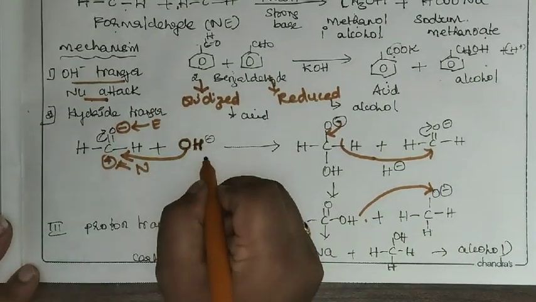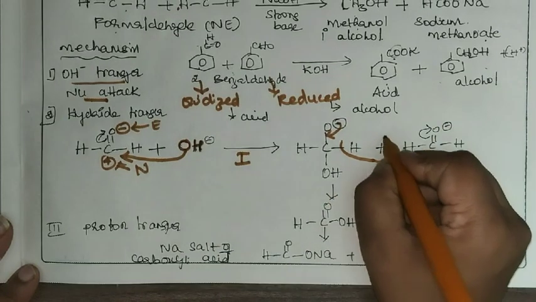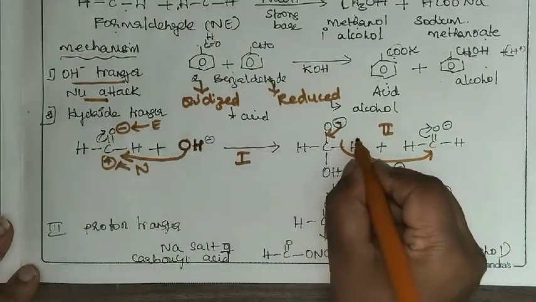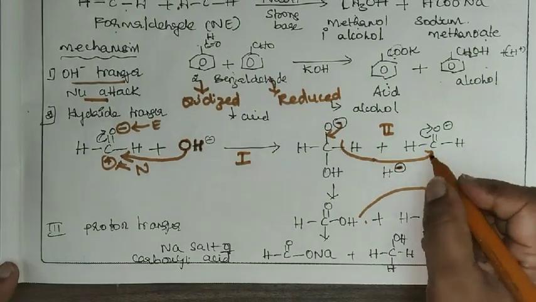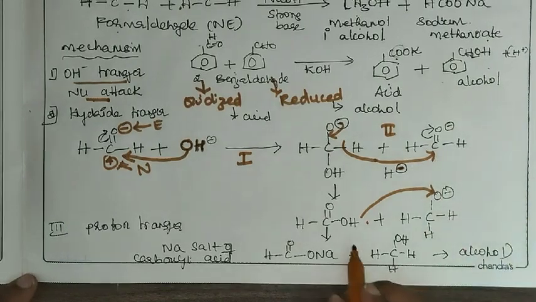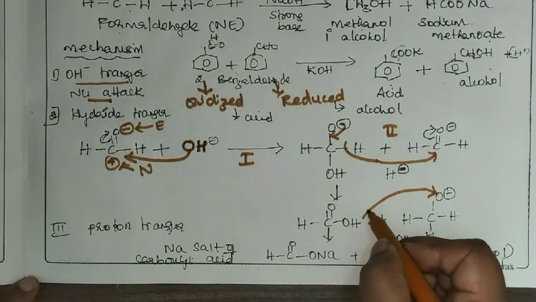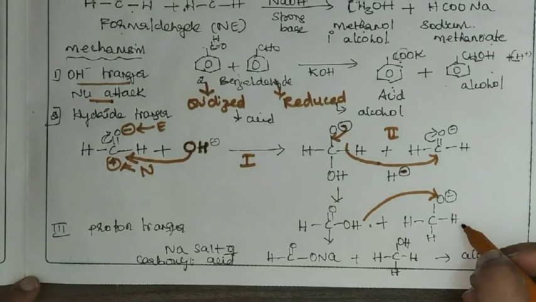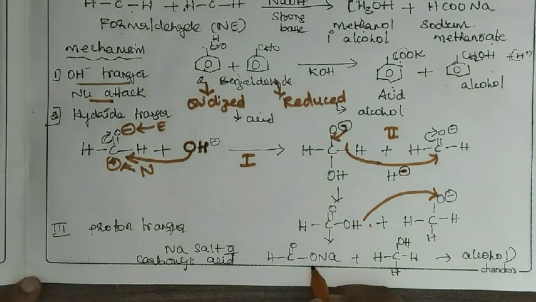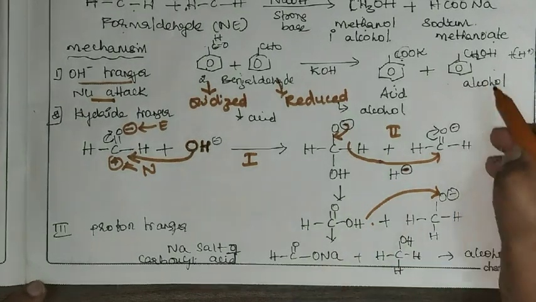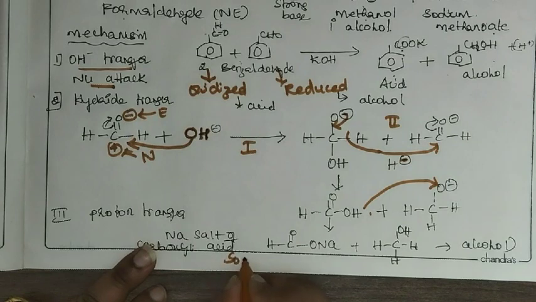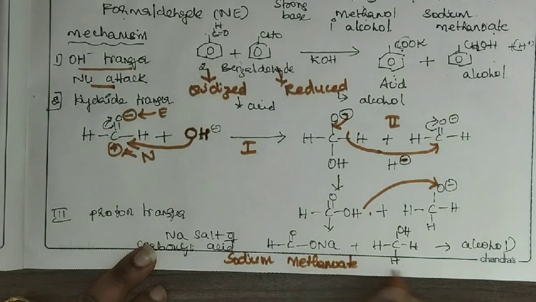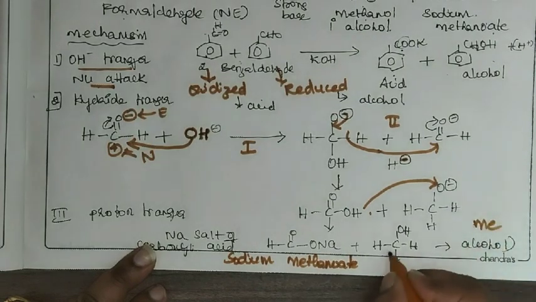So in the first step, the nucleophile will attack. In the second step, the hydride ion will transfer. This hydrogen will go with the electrons, and the hydride ion will attack the electron deficient carbon. In the third step, a proton will transfer from the acid to the alcohol, and the acid will get converted to a salt, that is sodium methanoate. This is sodium methanoate, which is the salt, and the alcohol is CH3OH.